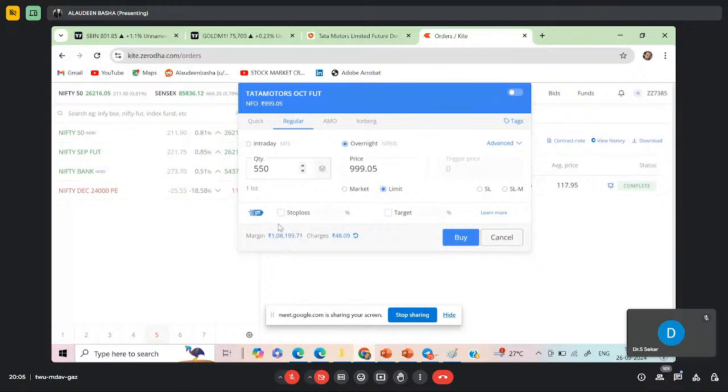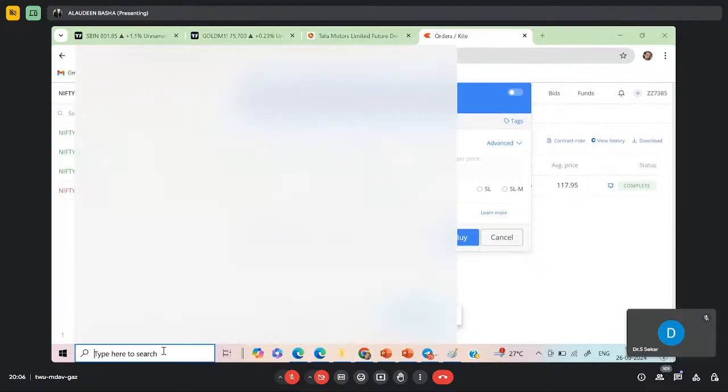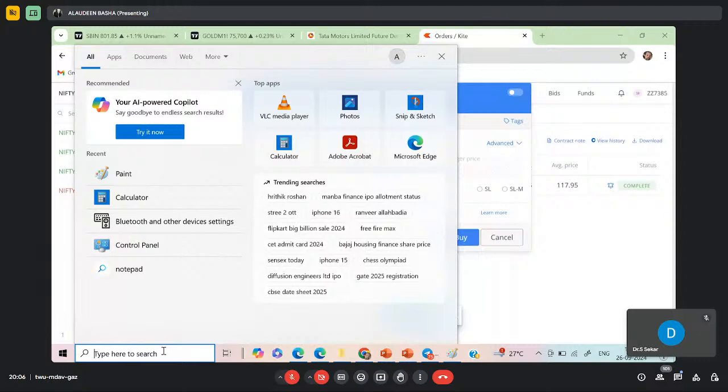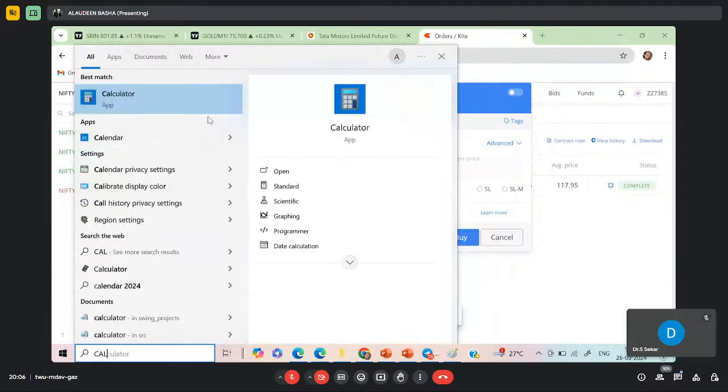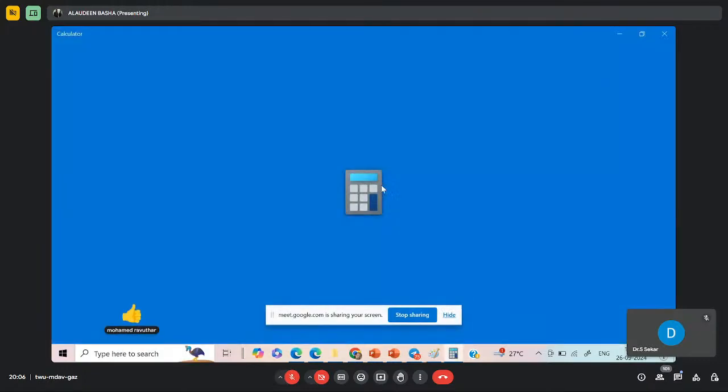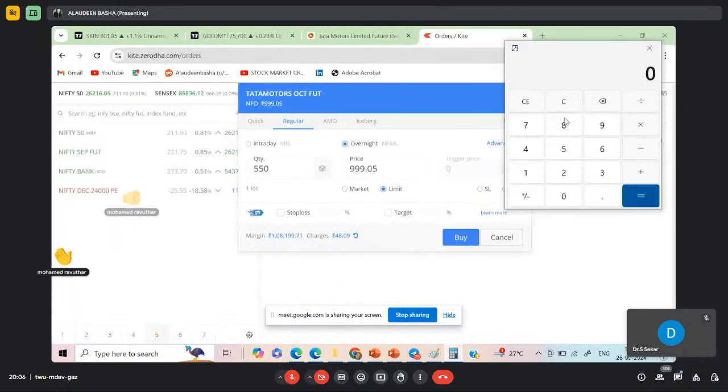What's the margin value? 1 lakh 8,000, almost 1 lakh 10,000. What's the market price? 999, almost 1,000 rupees. But if you really want 550 quantity at 999, how much capital do you need? 550 into 999. So you need 5,50,000.